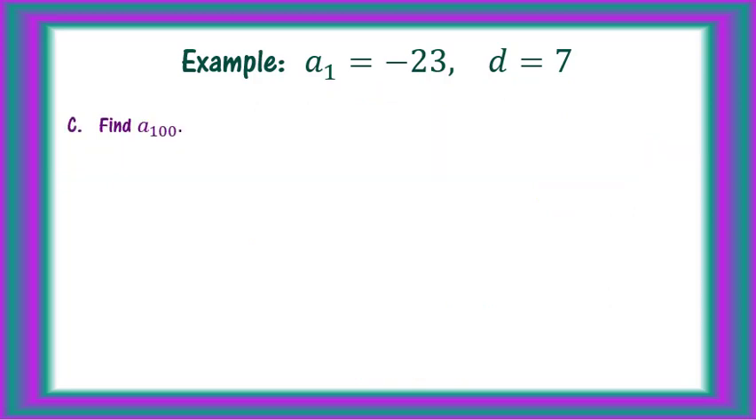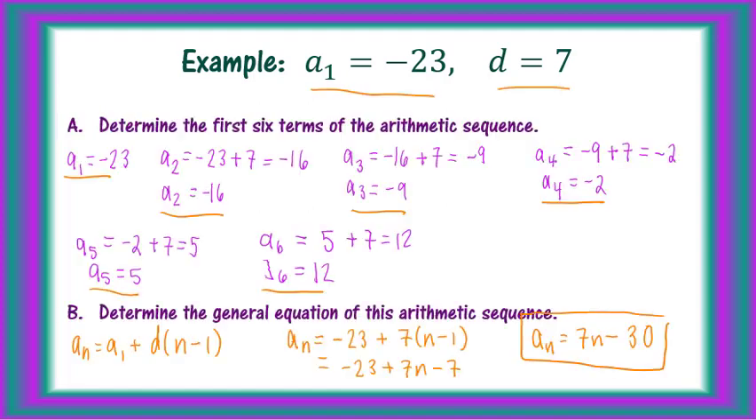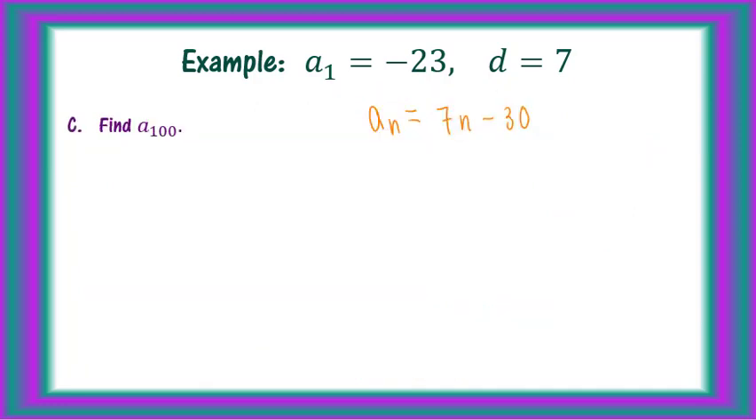For the final part of this example, we are going to find a sub 100. Now that may seem like a lot considering we just added 7 to each of the previous terms to get the next term, but we're actually not going to do that here. We are going to use the general equation that we developed earlier. Recall that we found a sub n equals 7n minus 30 to be the general equation for this arithmetic sequence. Now, using that same equation, we will be able to figure out what a sub 100 is.